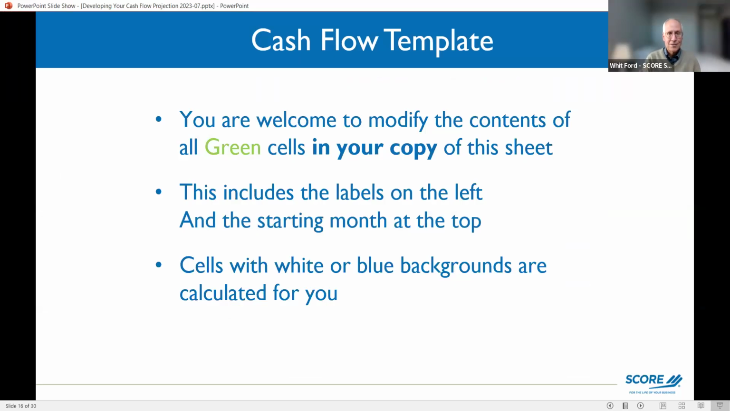So as I just said, you're welcome to modify the contents of any of the green cells I just showed you. And cells that have white or blue backgrounds are formulas. You can change those too, but you better be comfortable with what you're doing and comfortable with spreadsheet formulas if you do so.